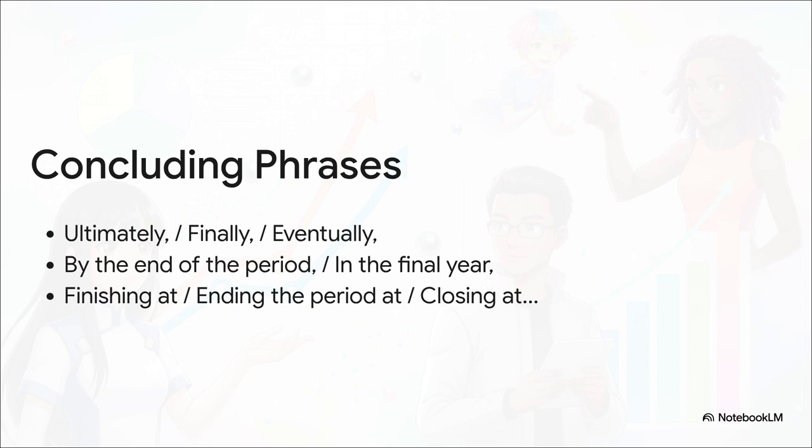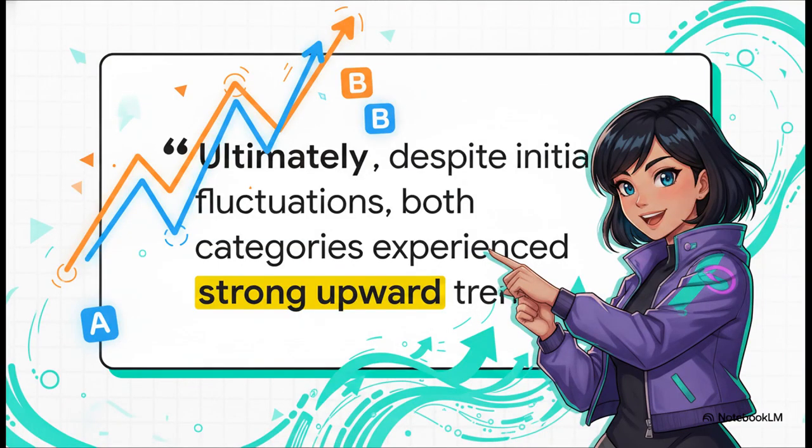They all basically mean 고이공. To specify the final point in time, say by the end of the period, cha din koi zaidan. And to state the final number, use phrases like finishing at or ending the period at, which means get took a muk. Let's see how ultimately works to summarize the final result. Ultimately, despite the initial fluctuations, both categories experienced strong upward trends and reached a shared peak of 80% in 2020.